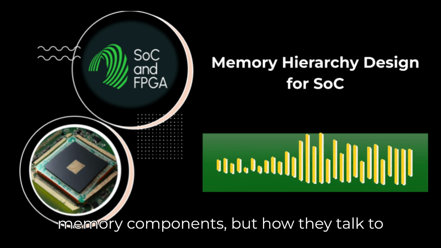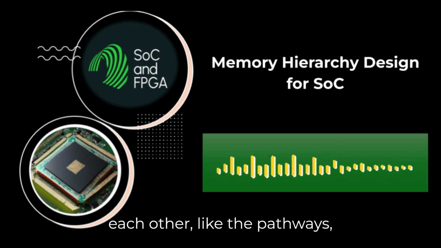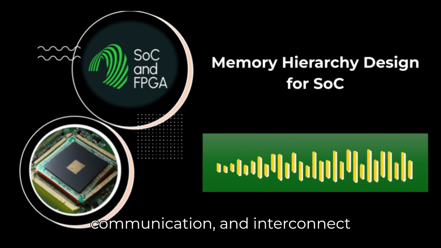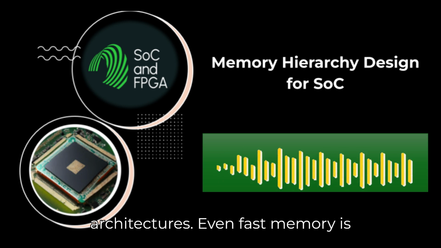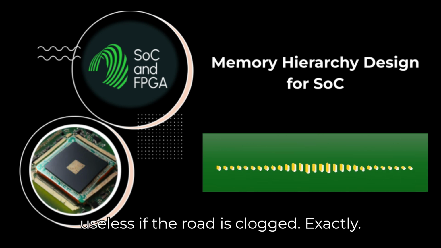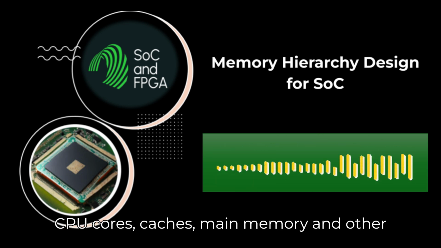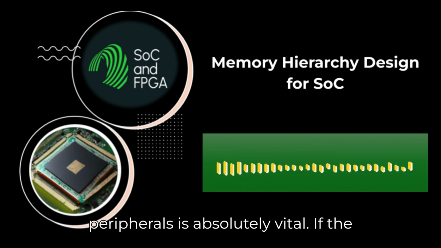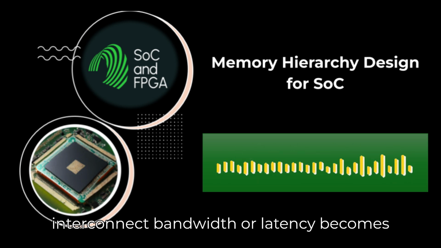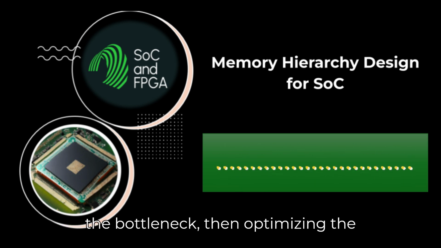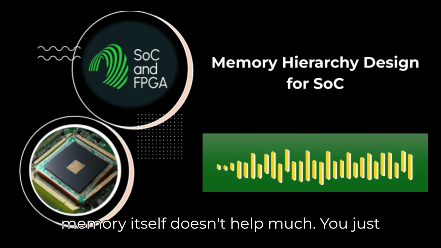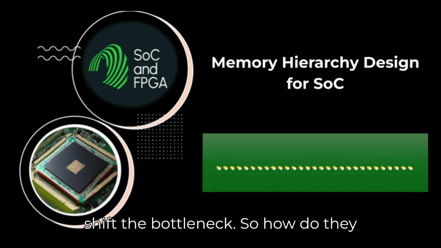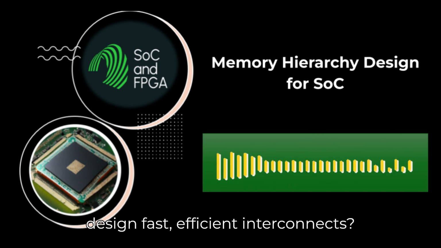It's not just the memory components, but how they talk to each other, like the pathways, communication and interconnect architectures. Even fast memory is useless if the road is clogged. Exactly. The interconnect fabric that connects the CPU cores, caches, main memory, and other peripherals is absolutely vital. If the interconnect bandwidth or latency becomes the bottleneck, then optimizing the memory itself doesn't help much. You just shift the bottleneck. So how do they design fast, efficient interconnects?